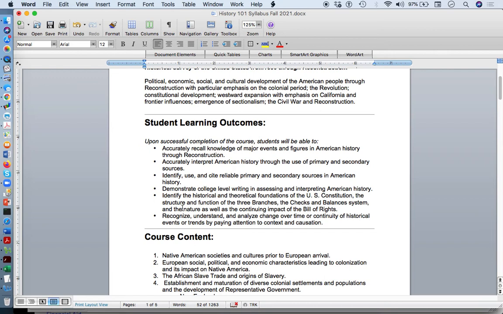And then finally, to recognize, understand, and analyze change over time or continuity of historical events or trends by paying attention to context and causation. What I mean by that is I want you to be able to connect different themes or events from the past to the present.